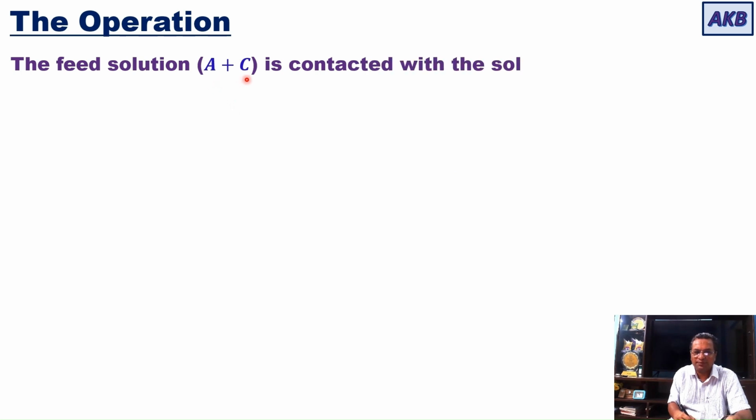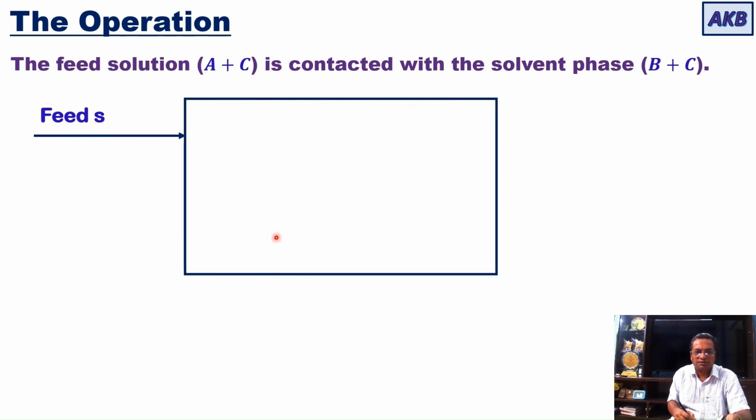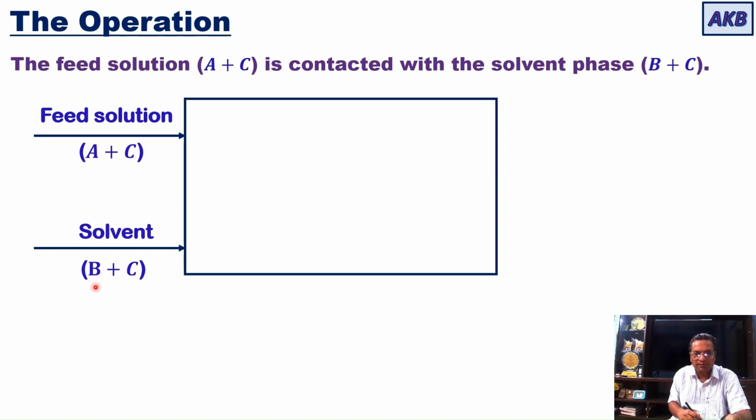Okay, now let us represent the operation. So the feed solution in this case is A plus C and it is contacted with the solvent phase. Solvent phase, if it is a recovered solvent, will be containing some amount of C in it. And if it is a pure solvent, then it will be containing just B in it. So you have the operation where feed solution, that is A plus C, is contacted with the solvent phase, which may be pure B and it may contain some little amount of C if it is a recovered solvent.